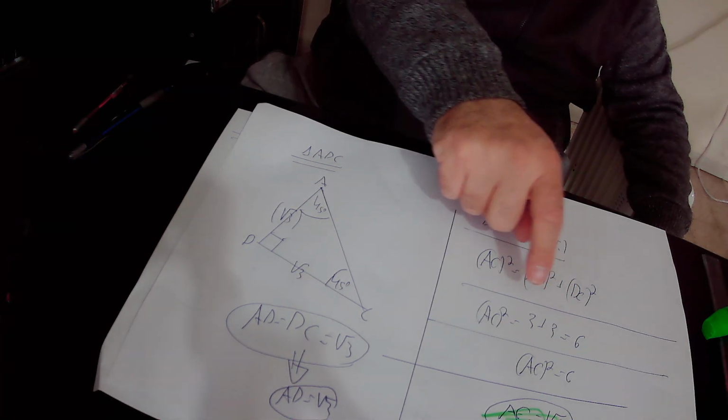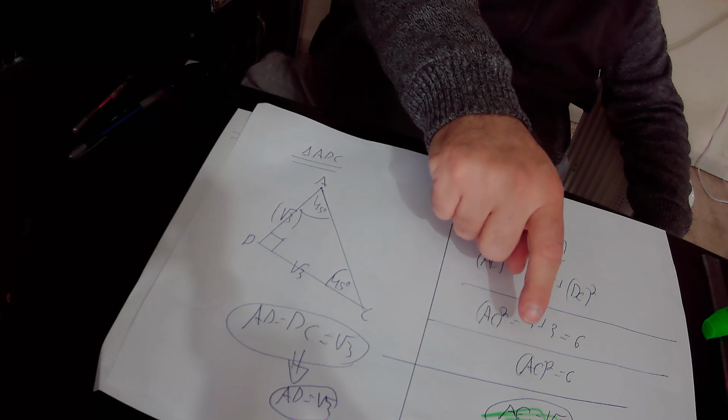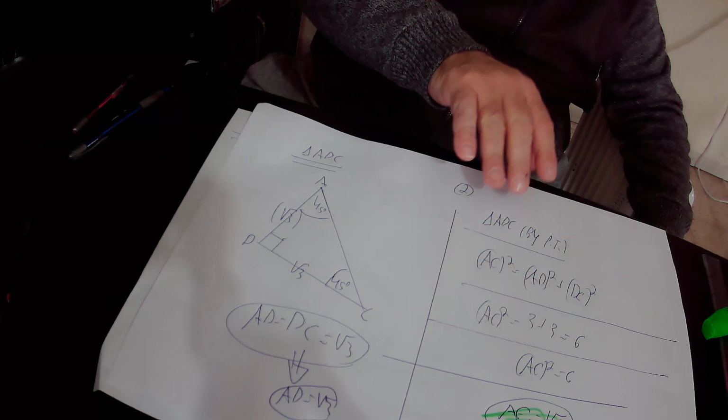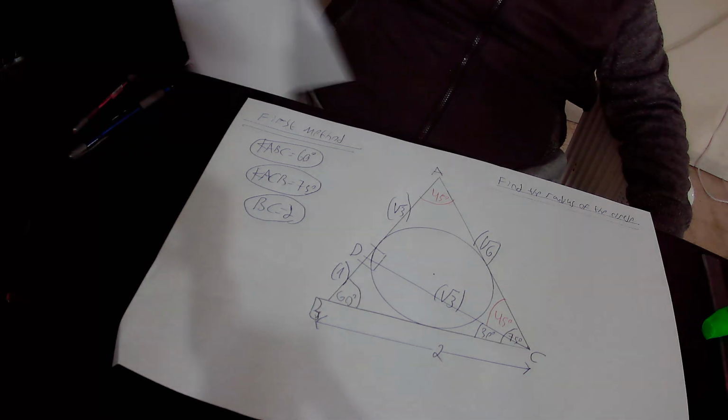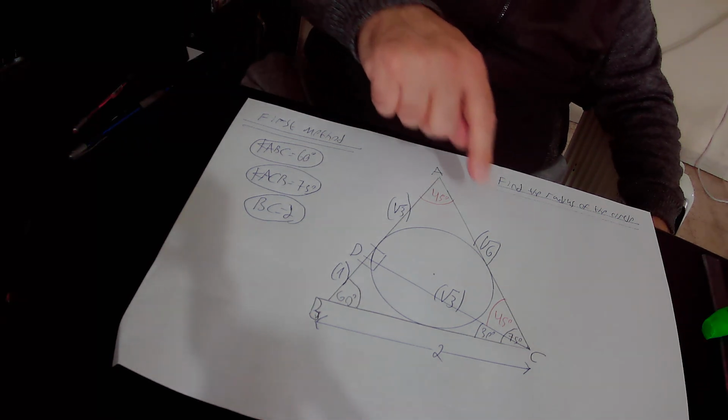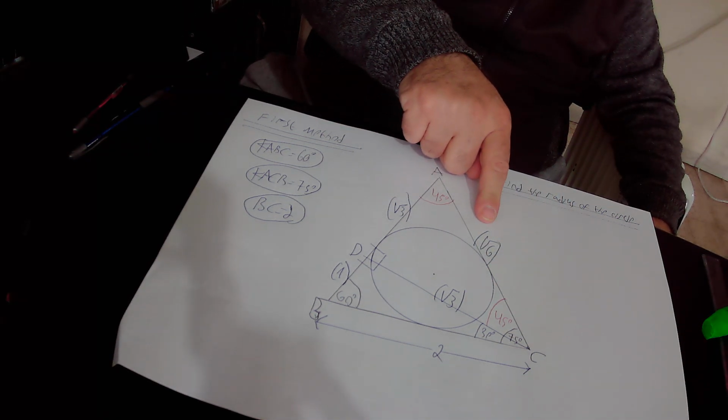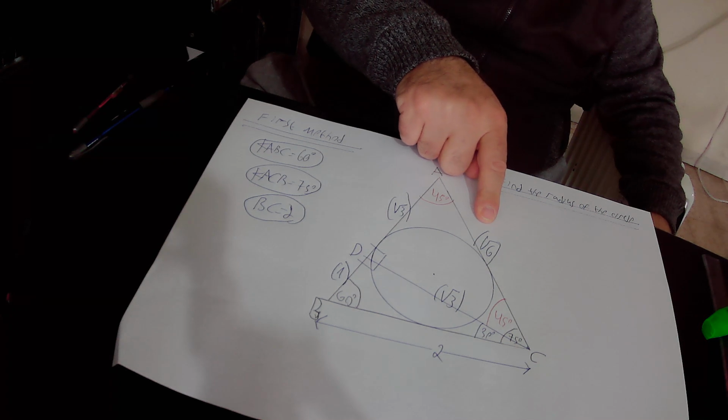We took a root out of this equation and finally found out that AC equals the square root of 6 units in its length. Yeah, this side AC of triangle ABC equals the square root of 6 units in its length.